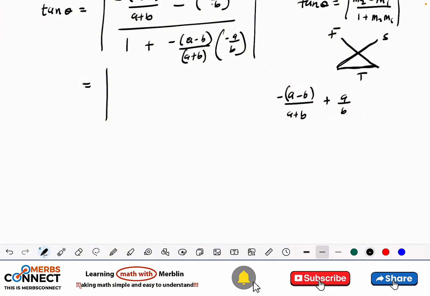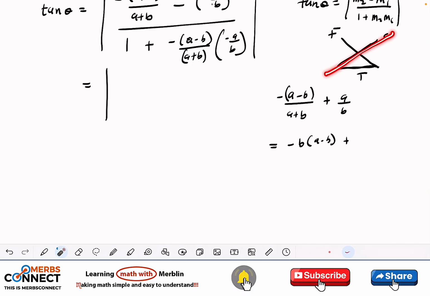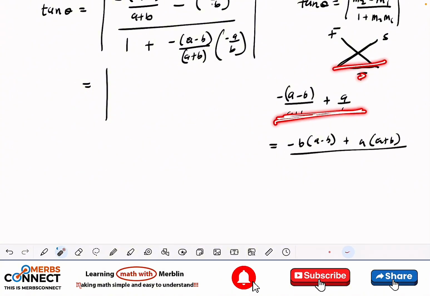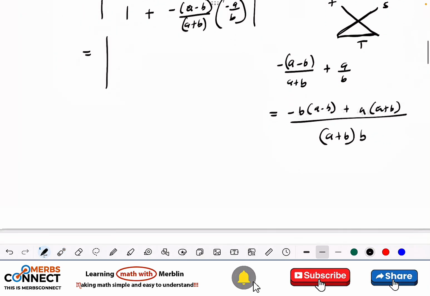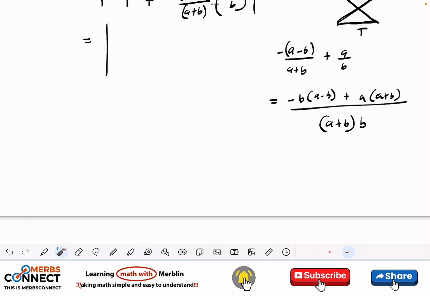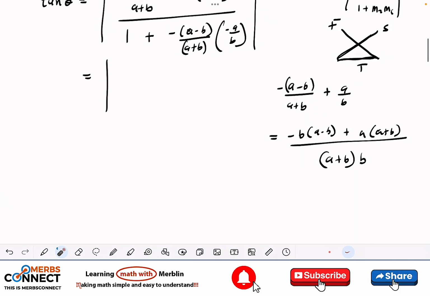So this is going to be equal to, now this times this, which is the first, so I'm going to have minus b a minus b, plus this times that, which is the second, so I'm going to have a plus b, divided by the third, which is this one. So I'm going to have a plus b times b. Wow, interesting.